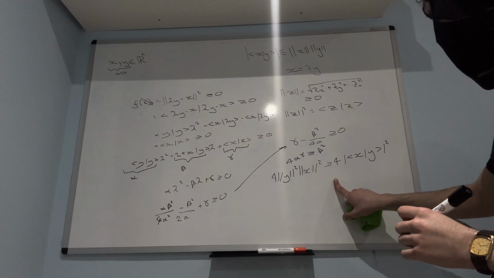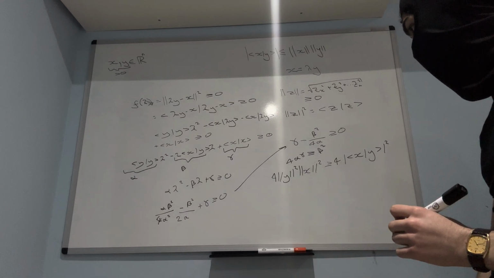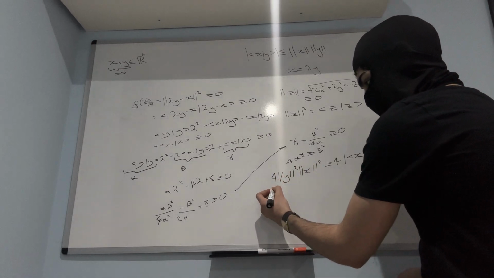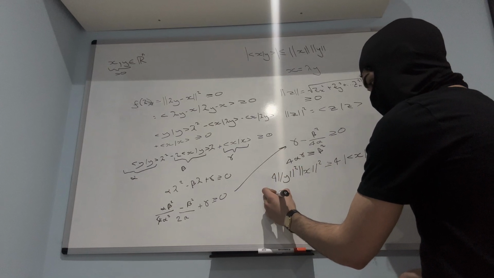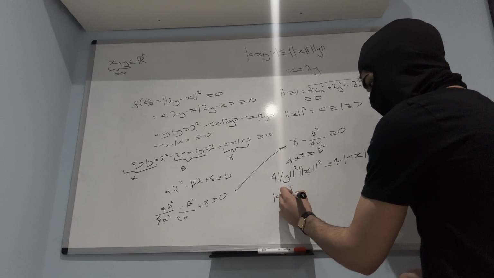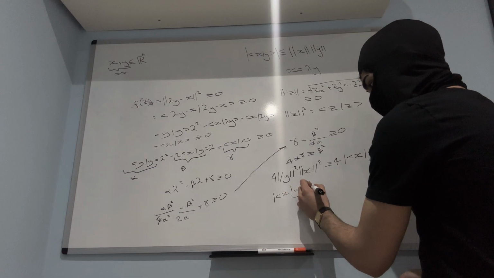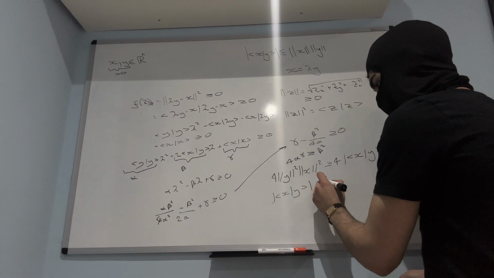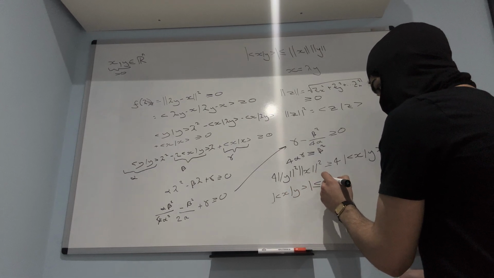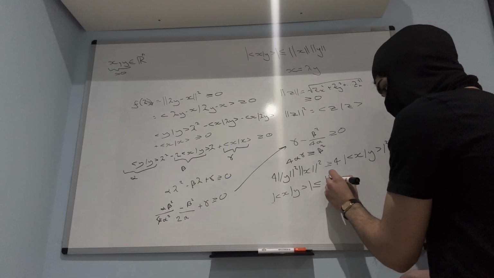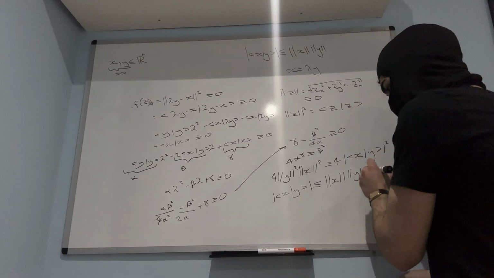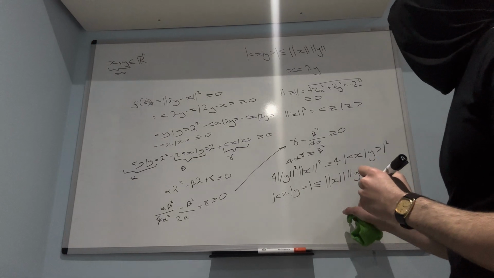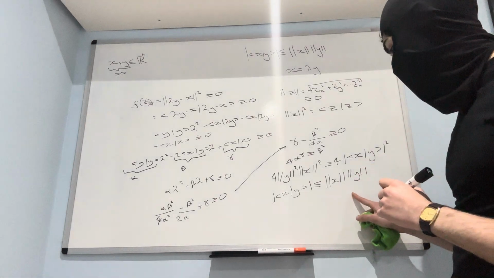Right. So we can simplify this down. When we simplify it, we divide by 4 and take the square root. We're left with the absolute value of the inner product of x and y is less than or equal to the product of the norms of x and y. And that is the Cauchy-Schwarz inequality.